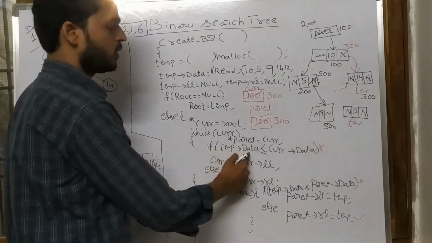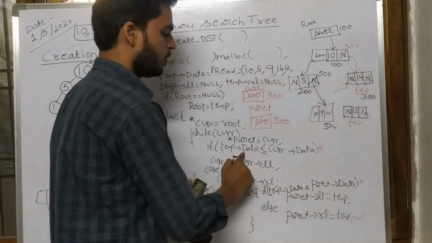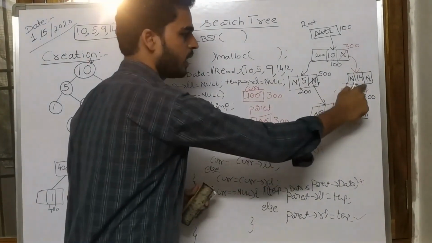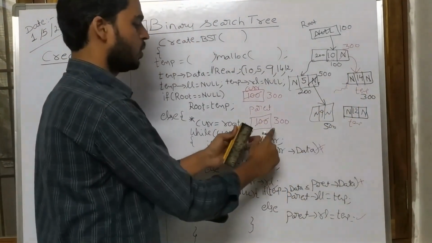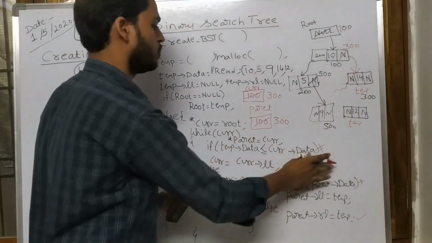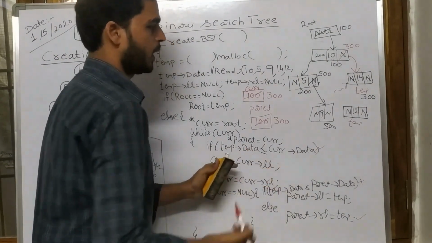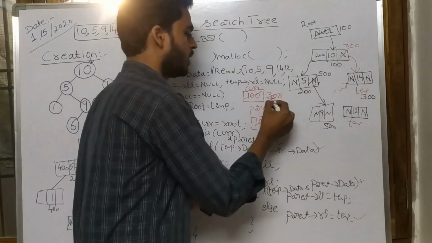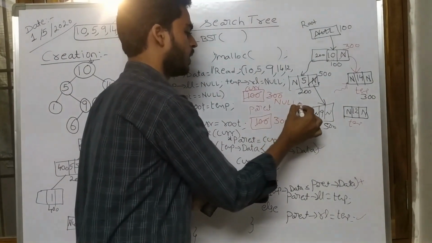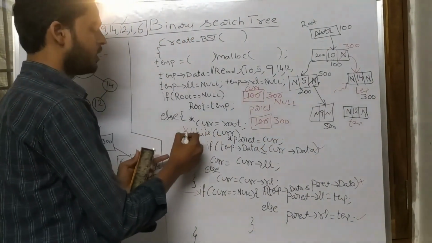Now temp's data. What is temp's data? 12 less than or equal to current's data. Current value is 300. 300's data is 14. So is 12 less than or equal to 14, right? Yes. The condition is true. When this condition is true, it is going to execute current equal to current's left link. What is current's left link? Null. This value is replaced with null. Now while current is null, this condition fails.